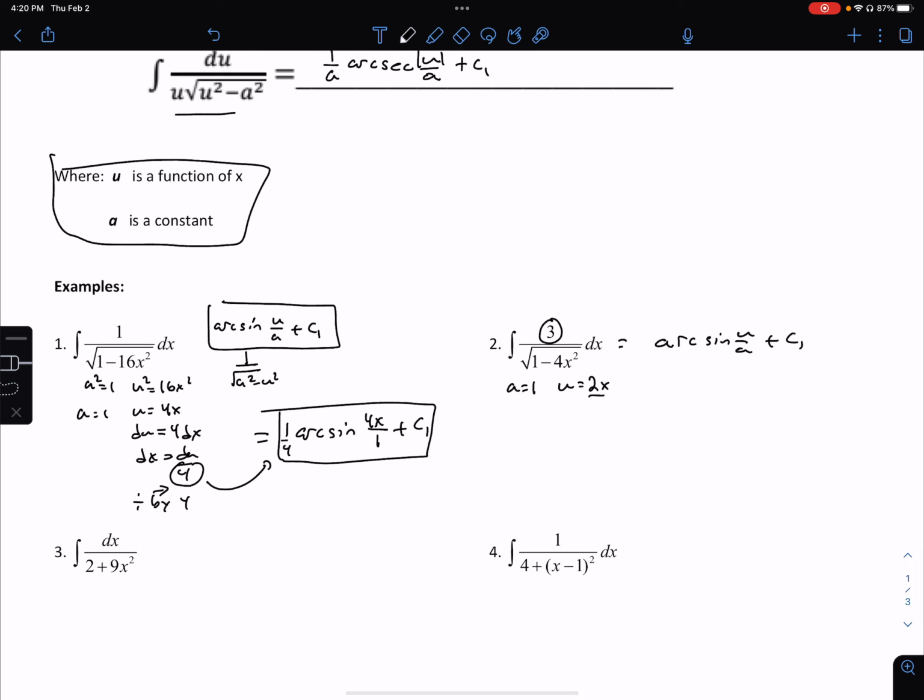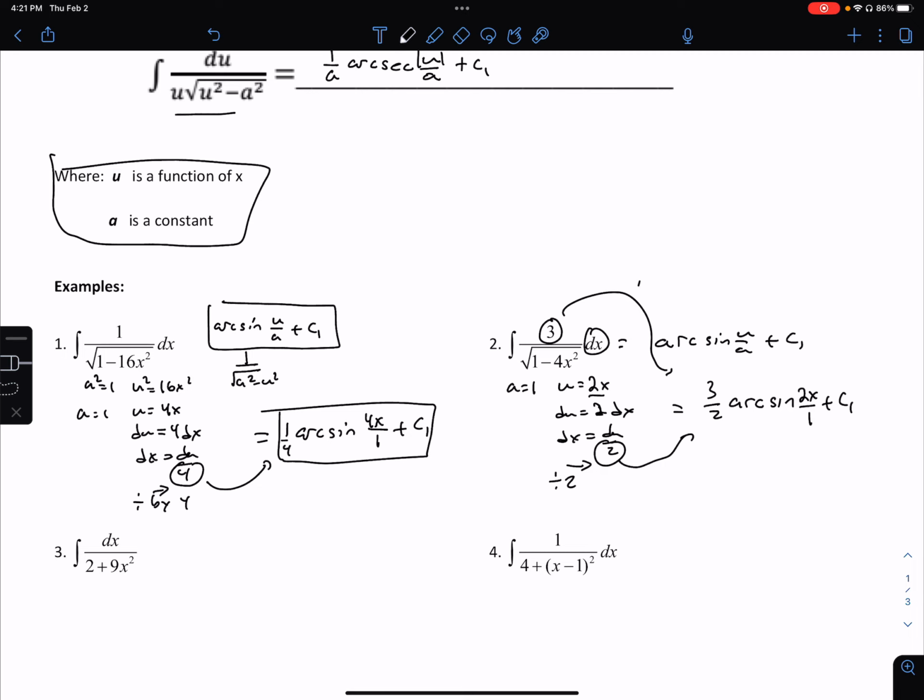Now, because I have to do a u substitution, I got to replace my dx, so I got to take the derivative of u. This becomes just 2 dx, so we get dx is du over 2. So again, this is telling me to divide by 2 at the end. So my answer is going to be arc sine u, which we said 2x, over a, which is 1, plus c1. But I got to bring out this 2 on the bottom, and we also have that 3 as well. We can't forget about that 3. It's a constant, so I got to bring it down as well. And there's our final answer.